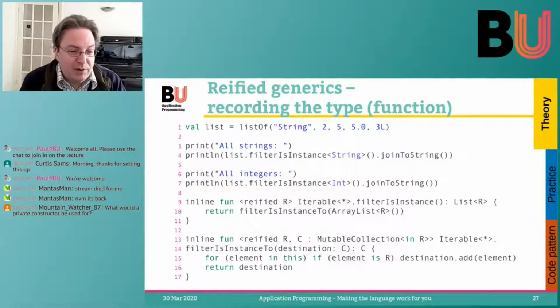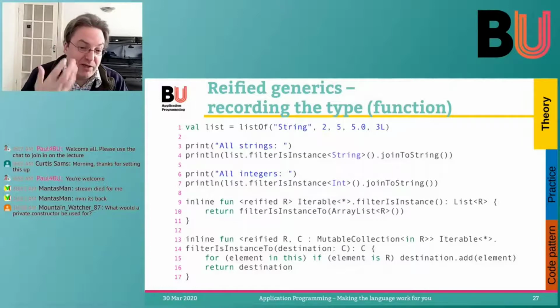And all the integers, that will print 2 and 5. It won't print 5.0, it won't print 3L, it won't print string.